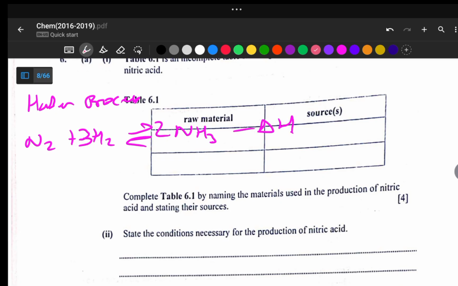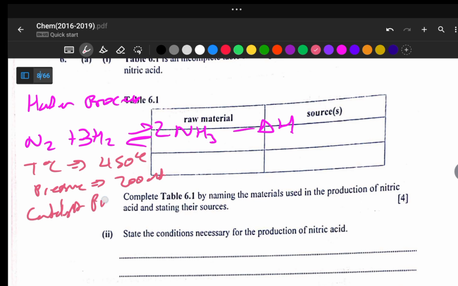For the conditions, we are simply going to use a temperature of about 450 degrees. These are compromise conditions, right? And then 200 atm for the pressure, and we're going to use a catalyst which is powdered iron. It's powdered iron, not iron. The iron must be powdered. In terms of reaction kinetics, the reason we use powdered iron is to increase the surface area of the catalyst, so that the gases can adsorb on the surface of the catalyst.